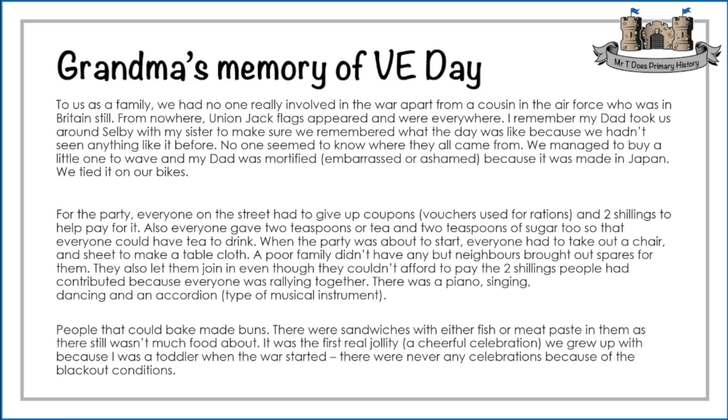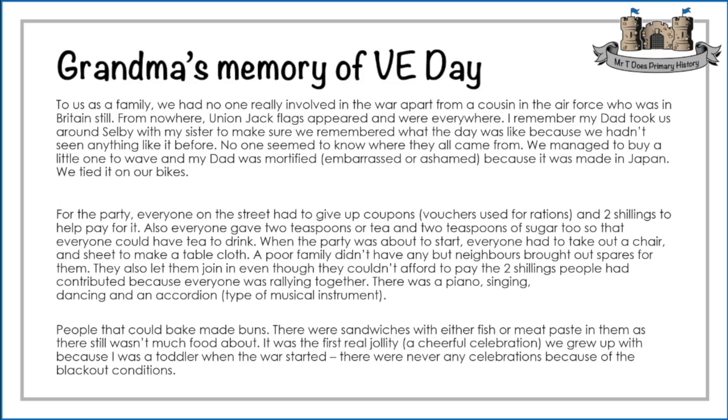Feel free to pause the video at the end of each paragraph if you like, or you can just re-listen to it afterwards. For the party, everyone on the street had to give up coupons. That's vouchers used for rations, and 2 shillings to help pay for it. Also, everyone gave 2 teaspoons of tea and 2 teaspoons of sugar too, so that everyone could have tea to drink. When the party was about to start, everyone had to take out a chair and sheet to make a tablecloth. A poor family didn't have any, but neighbours brought out spares for them.